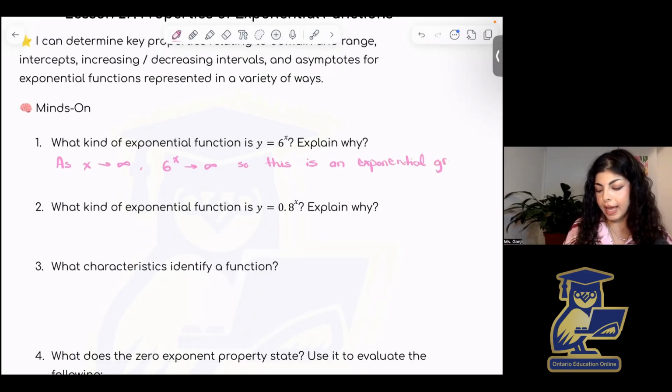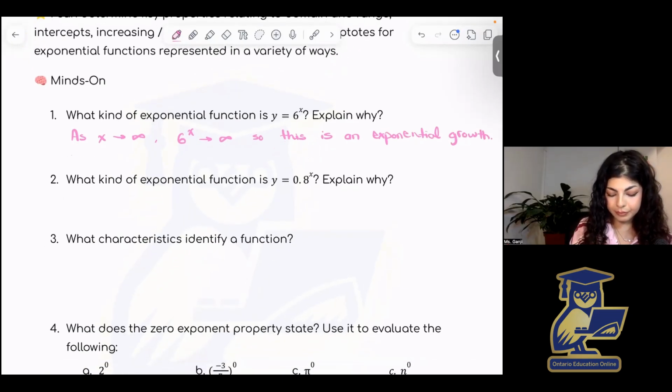You can also say this is an increasing function, and that's what makes it an exponential growth.